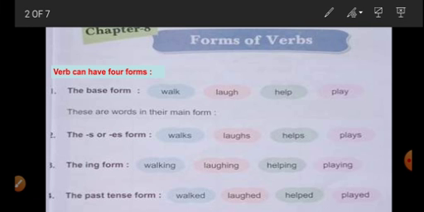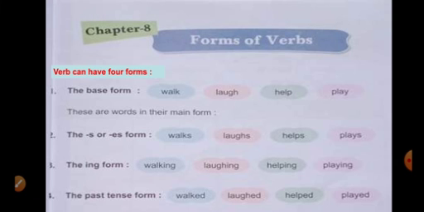Forms of verb. Before starting this topic, students, I would like to tell you what verbs are. Verbs are action words, or any word which shows action is called a verb. Now see students, this is the page of your book. Here it is written, verbs can have four forms.